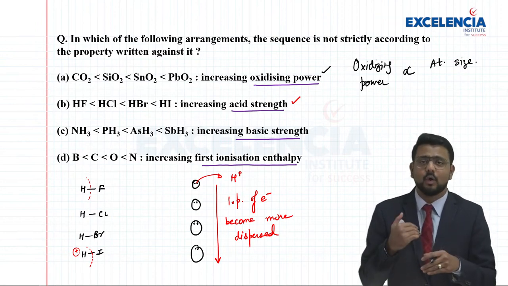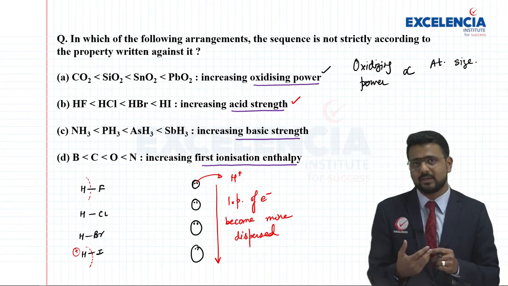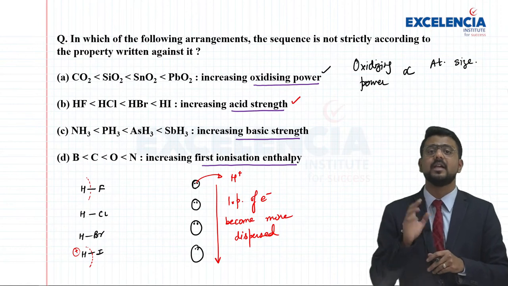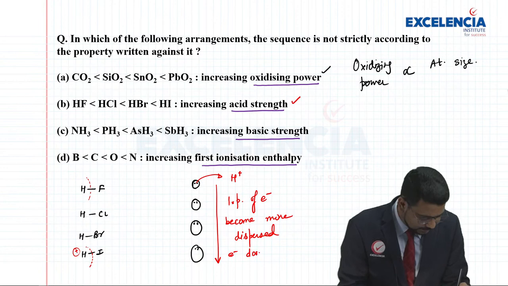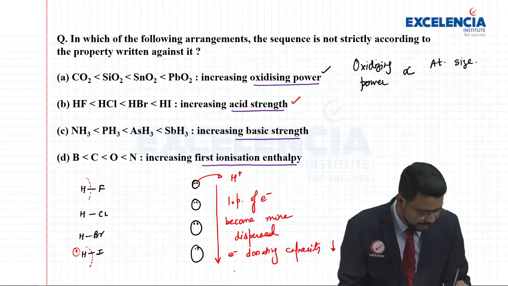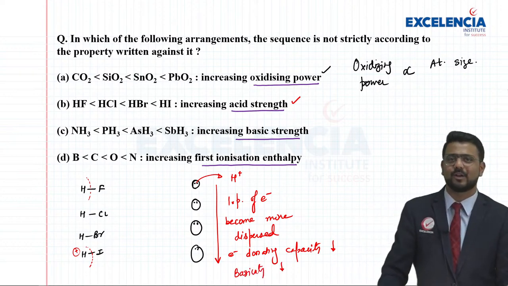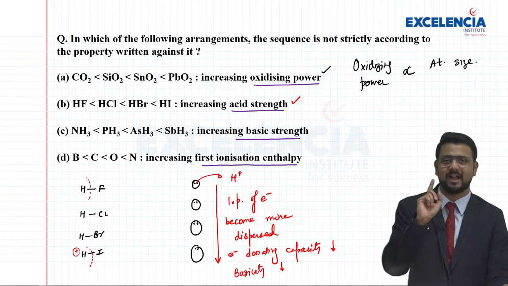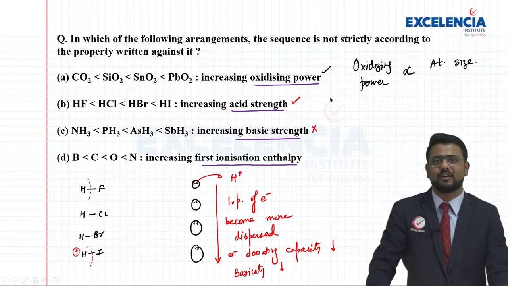So without any doubt, we can say here that the electron donating capacity, the lone pair donating capacity, as and when you go down the group for these elements, will go on decreasing. And because electron donating capacity decreases, we can say that basic strength also is going to decrease without any doubt. So in fact, NH3 should have had maximum basic character of all these hydrides. So definitely this particular order is not the correct order.